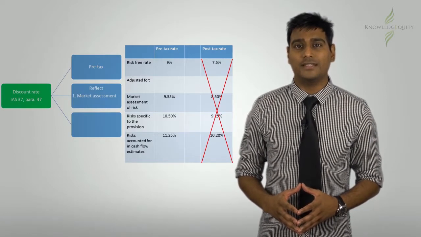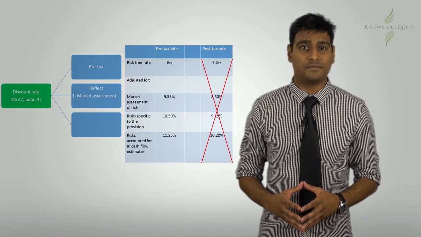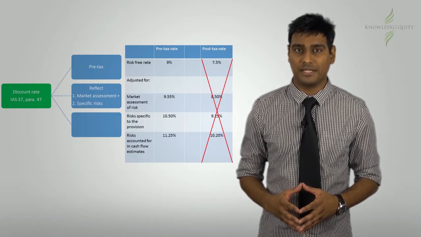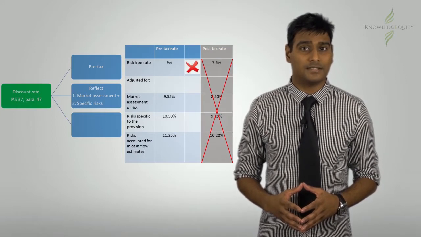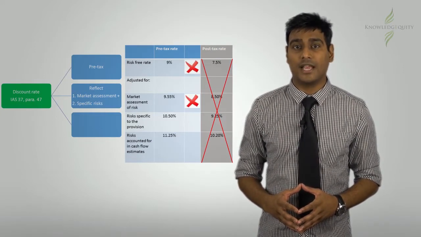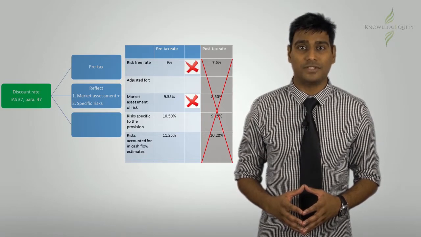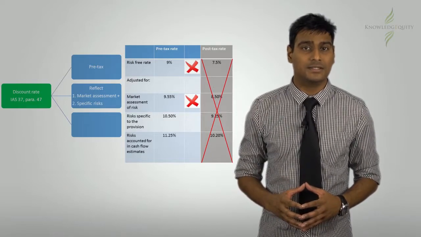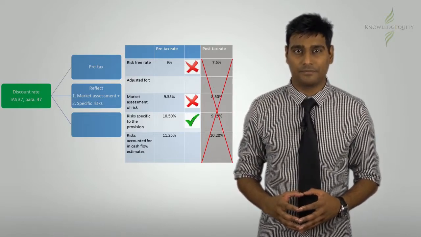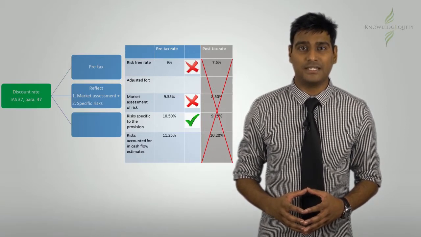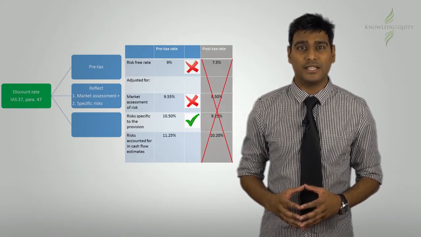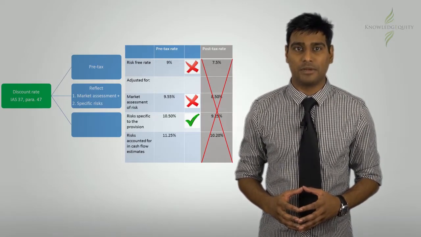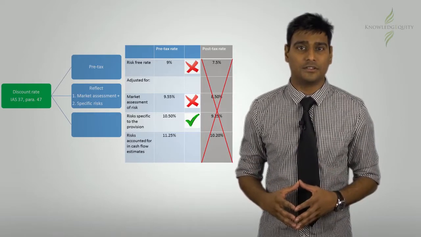The second rule is that the discount rate should be adjusted for the market's assessment of the time value of money and for risks specific to the liability. So the pre-tax risk-free rate is incorrect, and the rate adjusted for the current market assessment of the time value of money would not be correct, since it does not take into account the risks specific to the liability. The rate of 10.5% is a pre-tax rate that has been adjusted to the market's risk assessment as well as the specific risks relating to the liability. So far, this rate is correct.